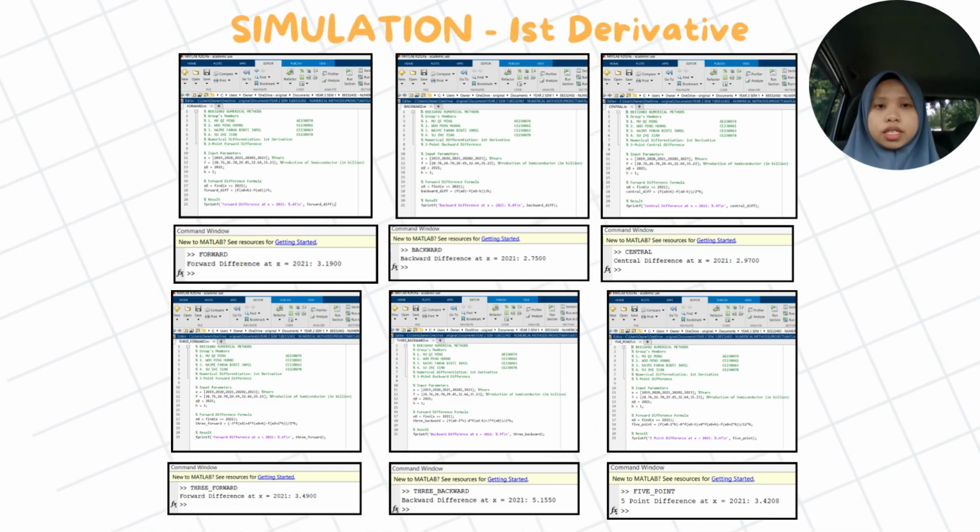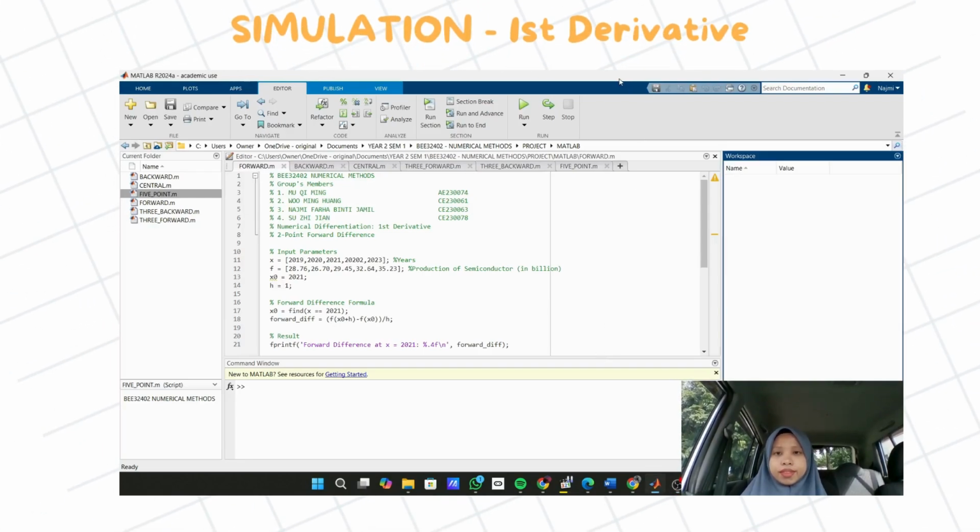So for the simulation of the first derivative, I have already done it in MATLAB by running the coding, and I have successfully gained the same answers as the manual calculation. So we have six types of methods for the first derivative, which are two-point forward, two-point backward, central, three forward, three backward, and five-point. These are the methods and the coding that I have run in MATLAB.